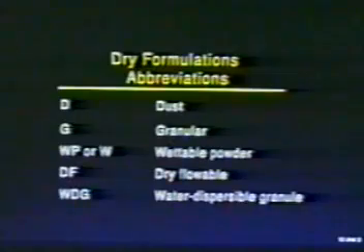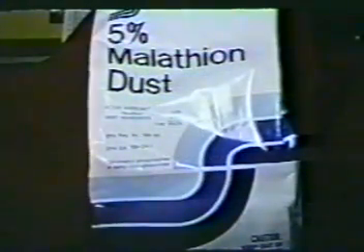Several of the more common dry formulations and their abbreviations are shown here. Dry refers to the state in the container. Dusts must be applied dry. Others, such as wettable powders, must be mixed with water before they are applied. Most dust formulations identified by D are ready to use and contain a low percentage of active ingredient.